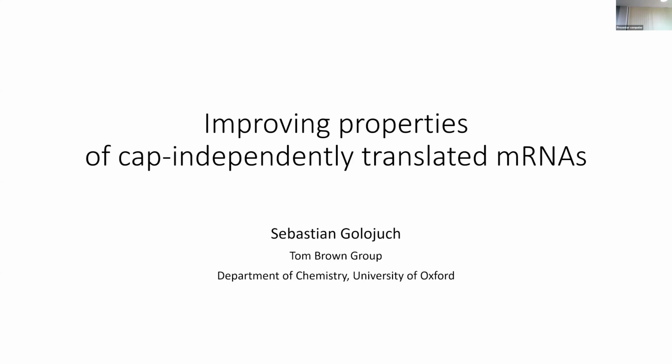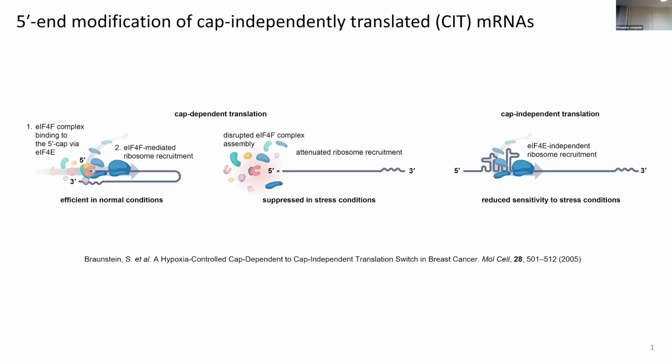Okay, so I'll be talking about mRNA translation. The rate limiting step of protein biosynthesis is translation initiation. It can be achieved in two ways, either cap dependently or cap independently. Most of the cellular mRNAs, as well as the mRNAs from the mRNA vaccines, are translated cap dependently.